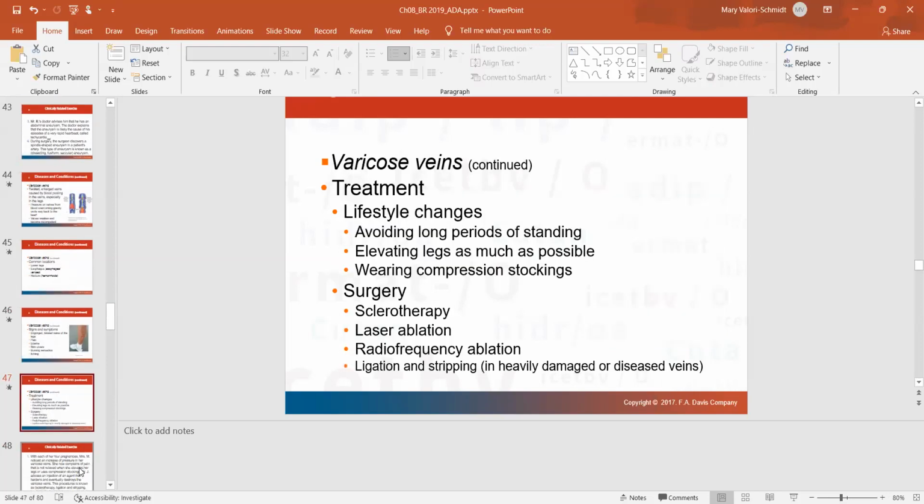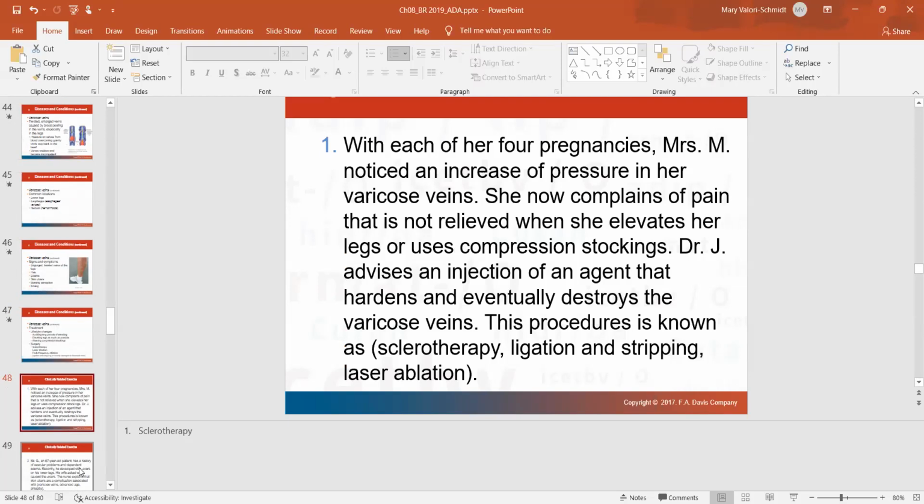Treatment, lifestyle changes. If you have to stand, you're better off moving around, going from one leg to another rather than standing for long periods of time. Elevate the legs because that helps gravity assist with the blood flow to return back to the heart. Compression stockings, also called TEDs, help also. And then, like I said, there are surgical procedures.